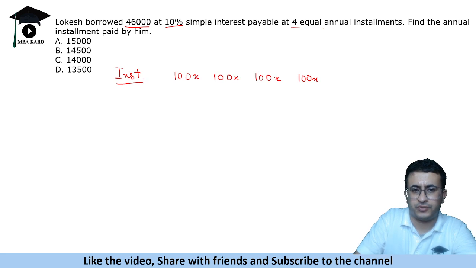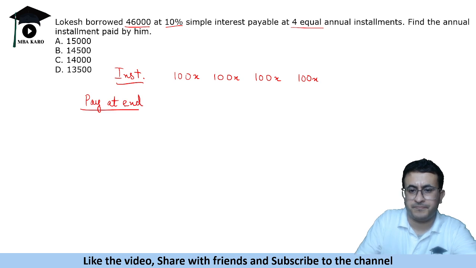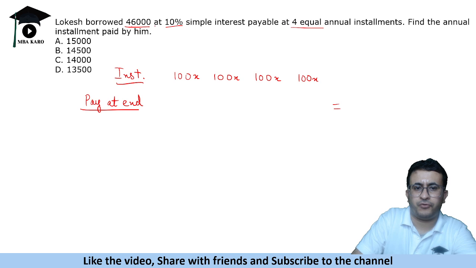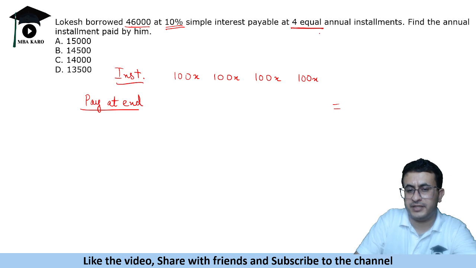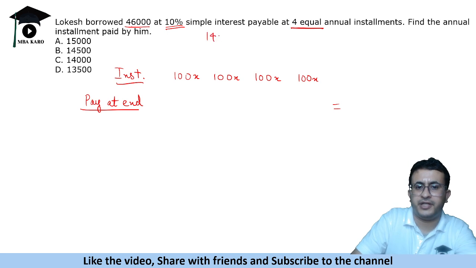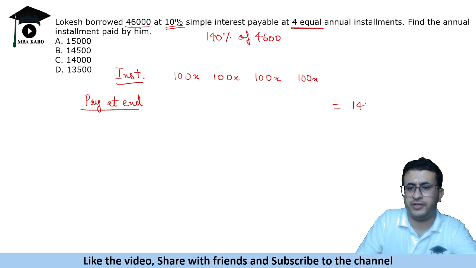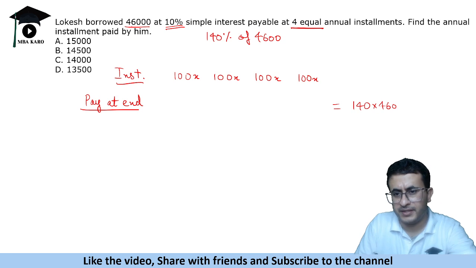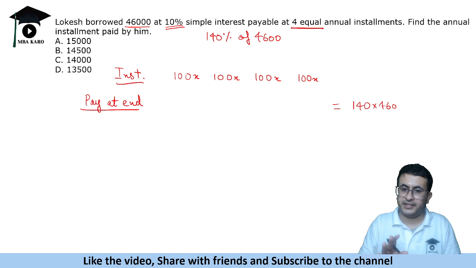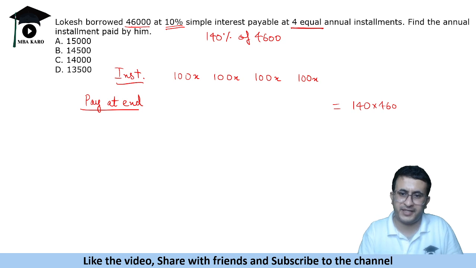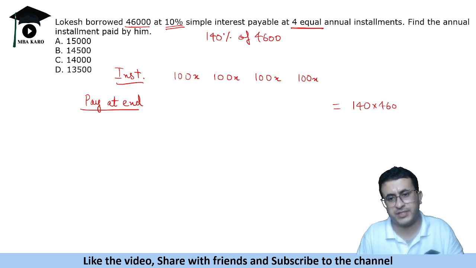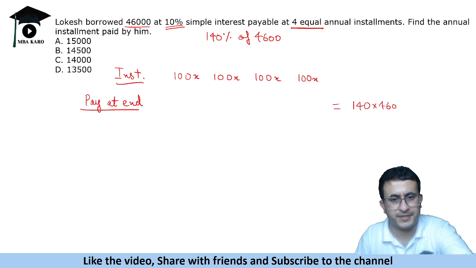This is if you pay in installment. And what if you pay at end? Okay. Now if you pay at end, how much will you pay? 46,000, 10% interest for 4 years. So that means you have to pay 140% of 46,000. Okay. और सिंपल वे में लिखें कि 140 इंटू 46,000 का 140, so 140 into 460. That is how much you need to pay at the end, right? If you do not pay in installments, you have to pay everything in the end, so which is 140 into 460, using simple interest, right?